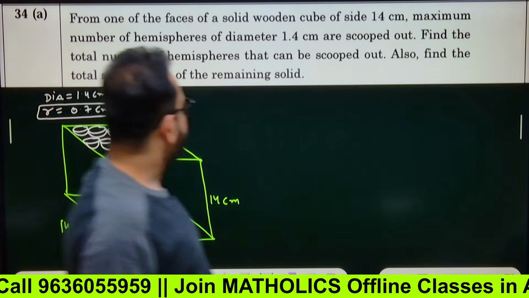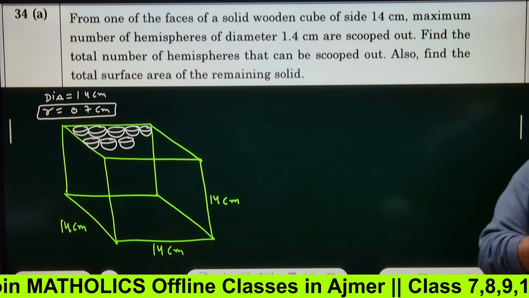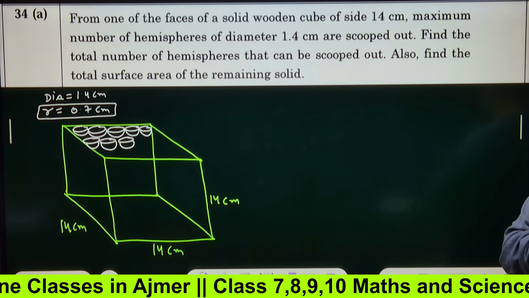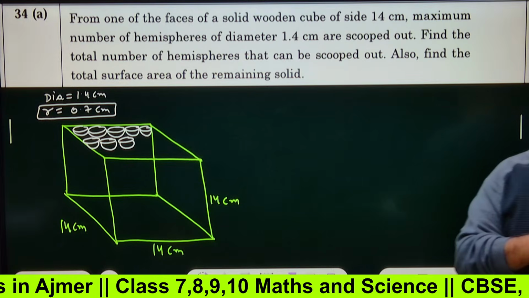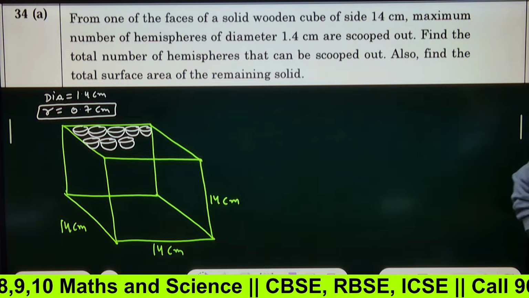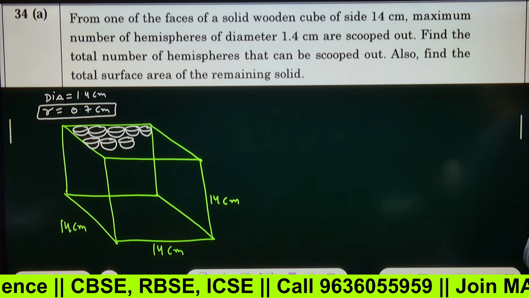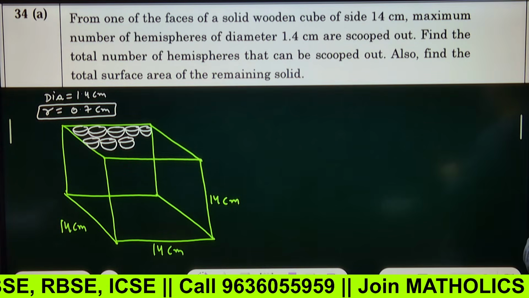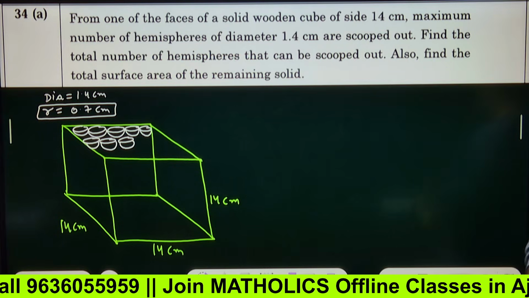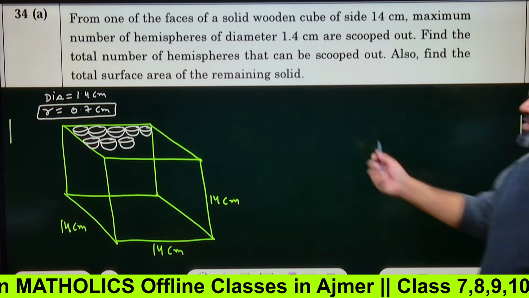Now, find the total number of hemispheres that can be scooped out. How to do? Tell me anyone. How to proceed for this question? Yes, we have to find the total number of hemispheres, but how to proceed for this particular question? See, from one of the faces of a solid, the number of hemispheres cut out.